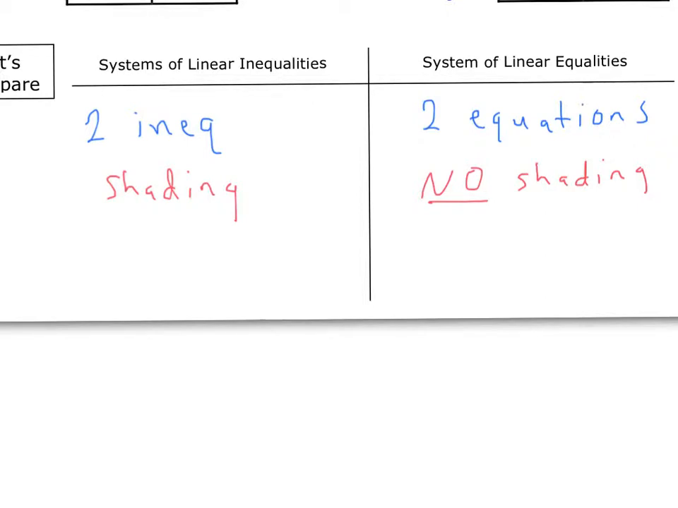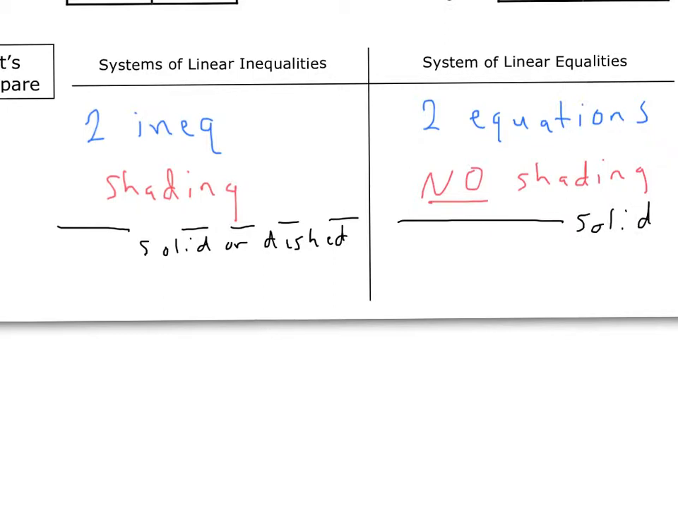Next difference, systems of linear inequalities have either a solid line or a dashed line, whereas systems of linear equations only have solid lines. So you can have solid or dashed with inequalities, but with an equation you'll only have solid. And the last one, your systems of linear inequalities have lots of solutions. All right, so let's choose green. Lots of solutions.